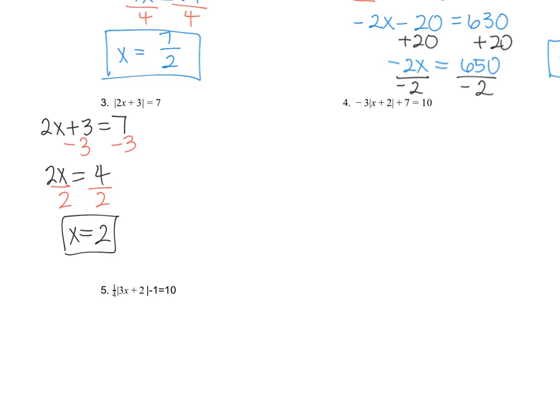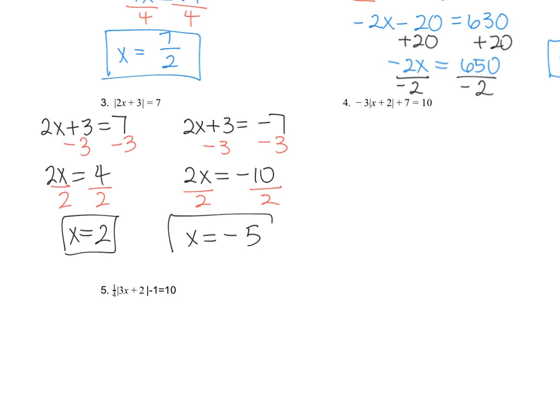That's our first solution. I now have to set up my second case, which I leave the 2x plus 3 alone, but this time I set it equal to negative 7. So it's the exact same steps as the first equation. We're going to subtract 3 from both sides, and we get 2x equals negative 10. Then we're going to divide both sides by 2, and we get x equals negative 5. So my solutions are x equals 2 and x equals negative 5. If I plug in those values into my original absolute value equation and simplify, I'm going to end up with 7 as my solution.